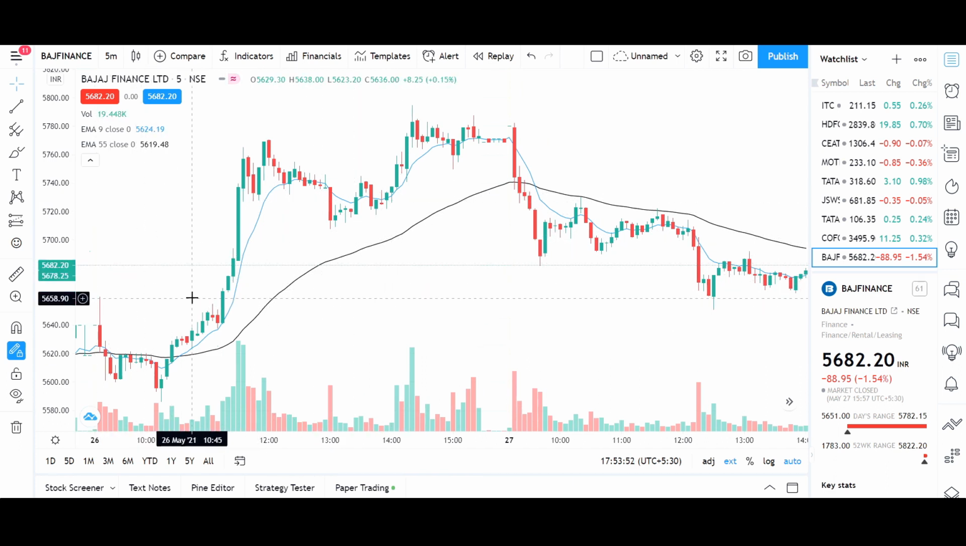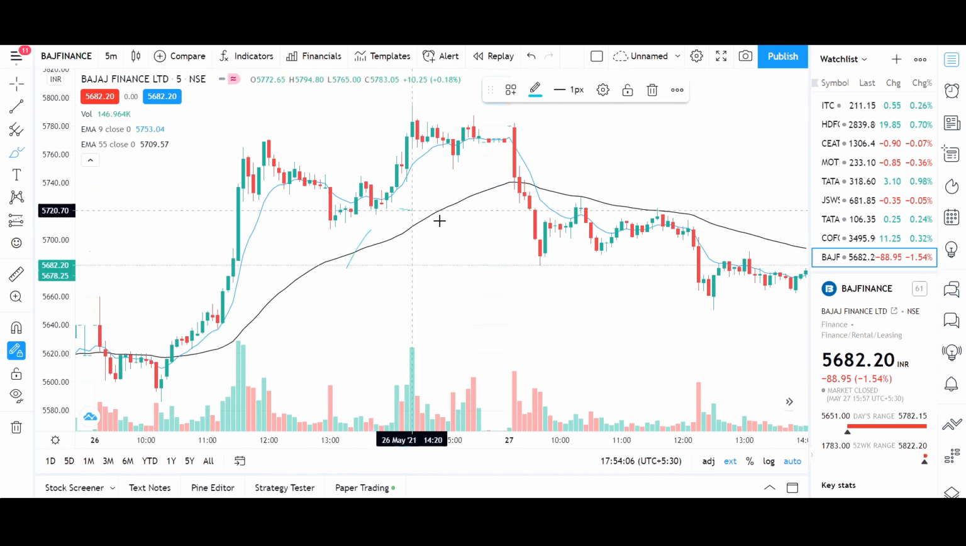Before that, we need to understand what crossovers are. Crossovers are nothing but when an EMA cuts the other EMA from either below it or above it. The point where they intersect, where the two EMAs intersect, is called the buy signal or the sell signal. It completely depends.